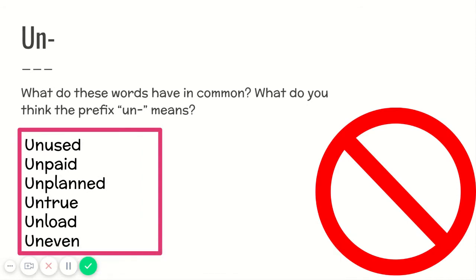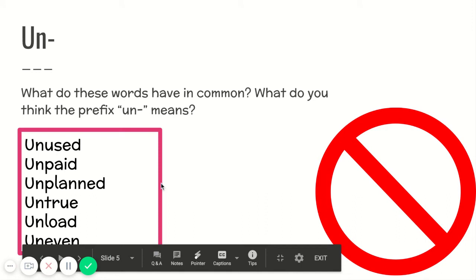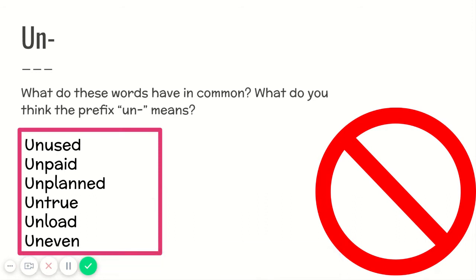Okay, what do these words have in common? Once again, we have the prefix in common, right? Un. What do you think the prefix un means? Now, I, again, included a picture clue over here, but let's see if we can figure out which one is going to be the most helpful for us.